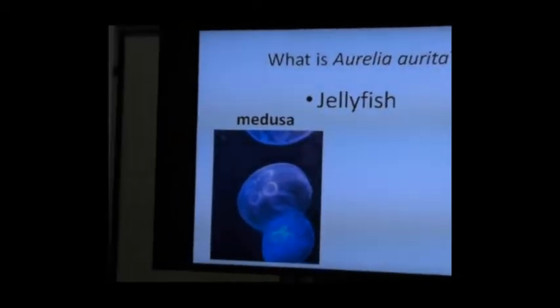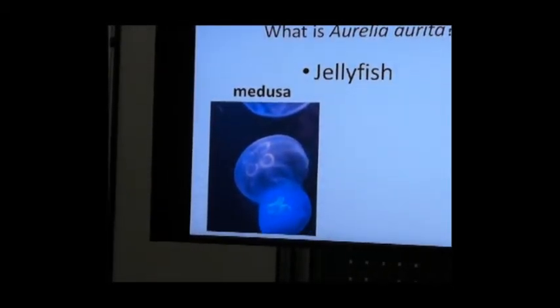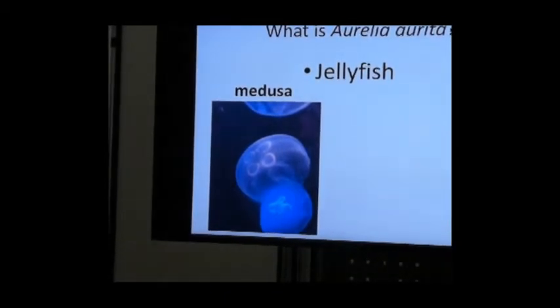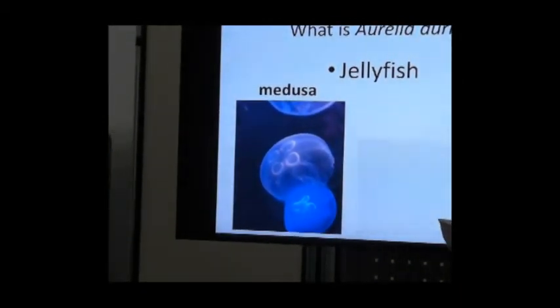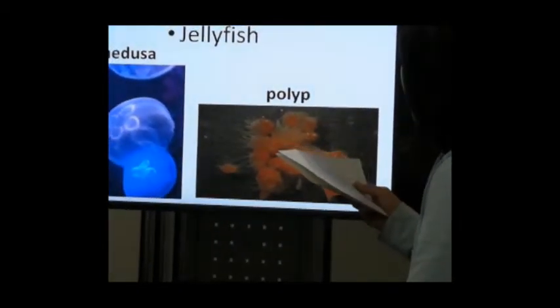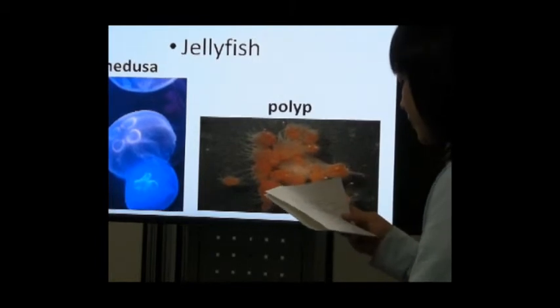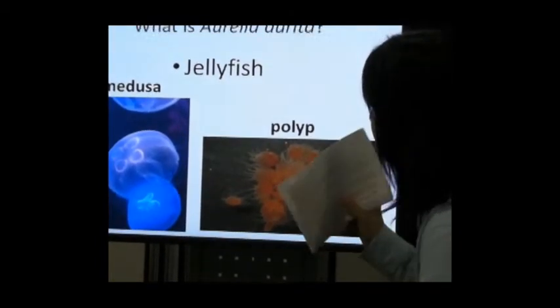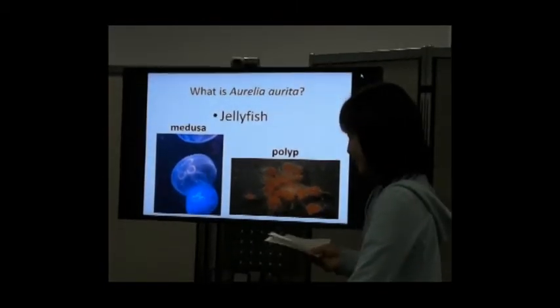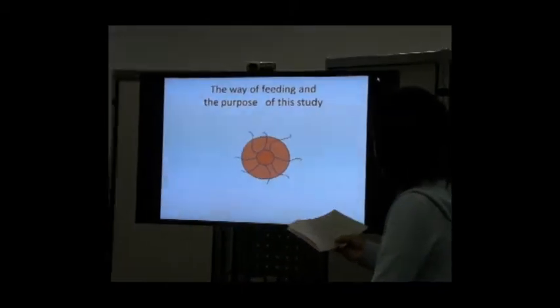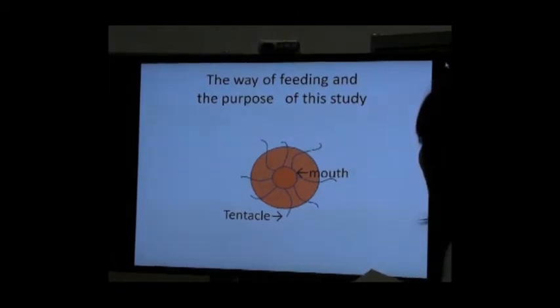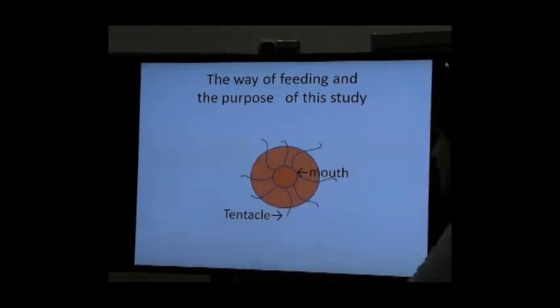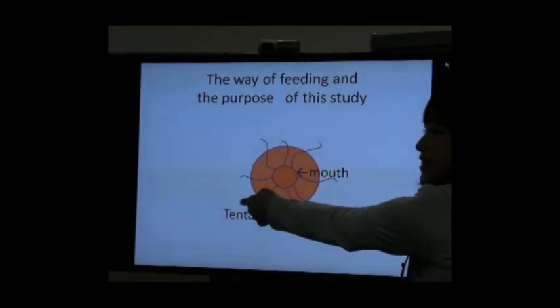Jellyfish have 2 forms. One form is medusa. The form you can often see in aquariums. They're floating. And the other form is polyp. The polyps attach to rocks or something solid. Both of them eat zooplankton. This is a rough drawing of a polyp. This is the mouth and this is a tentacle. Using tentacles, polyps catch zooplankton and carry them into the mouth by constricting the tentacles.